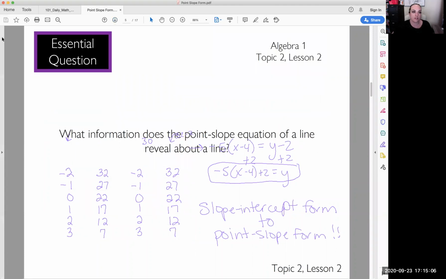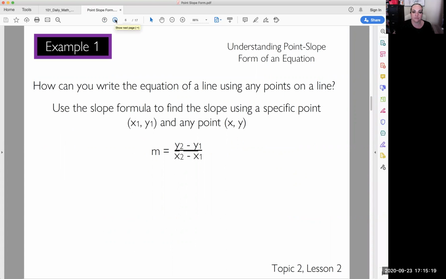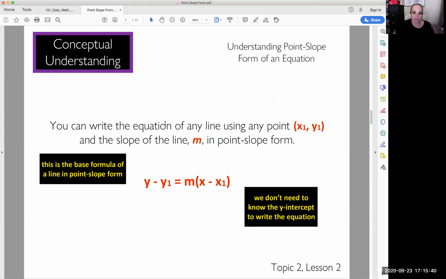So now let's answer this question. What information does the point-slope equation of a line reveal about a line? Does it give us the slope? Does it give us a point on the line? How can you write the equation of a line using any points on a line? You can use the slope formula to find the slope, right? We did that. We had 2 points and we found the slope. Okay, so that's review. We can also write the equation of any line using any point and the slope.